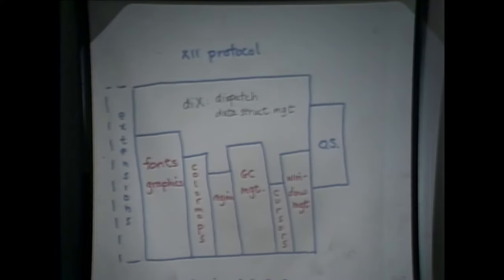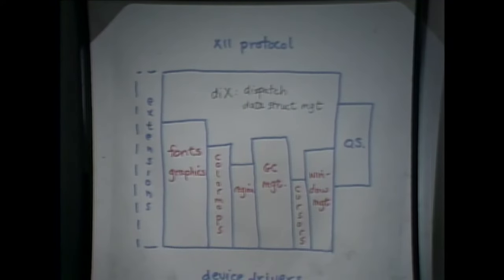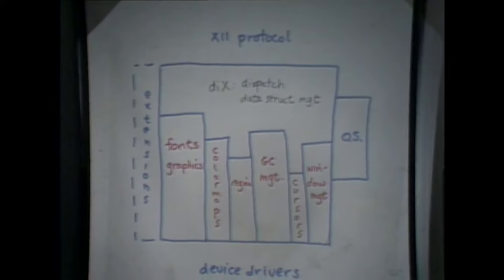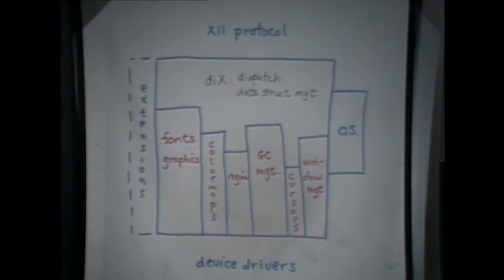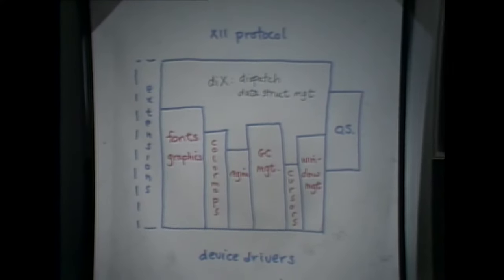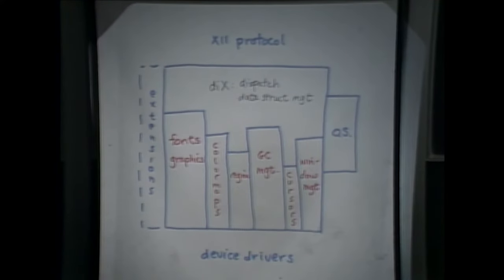In the V10 implementation, the code was divided into two rigid parts, a device independent part called DIX and a device dependent part called DDX. We've changed that. We still have a DIX part, but the DDX layer has been divided into sort of a jigsaw puzzle. We give you the opportunity to replace pieces or sets of pieces of the jigsaw puzzle with the functions that your hardware provides.